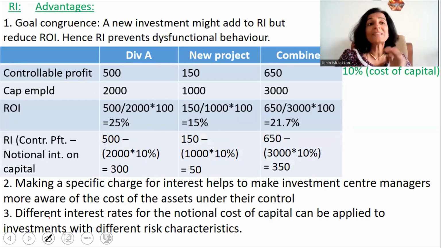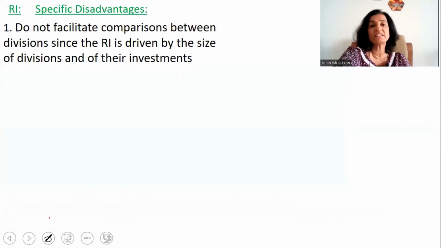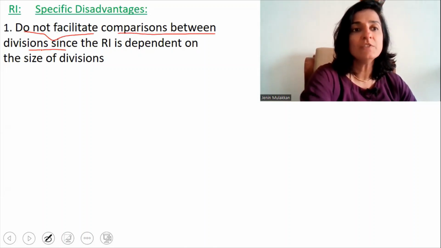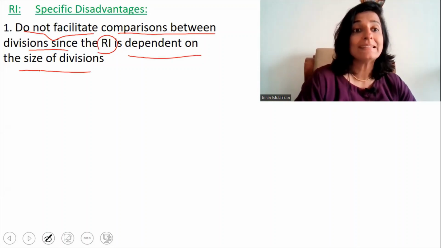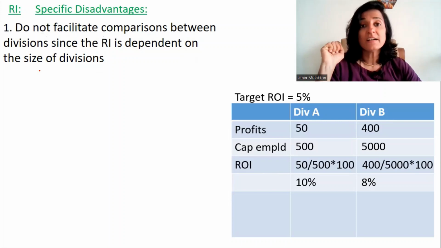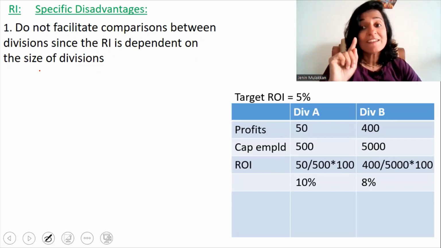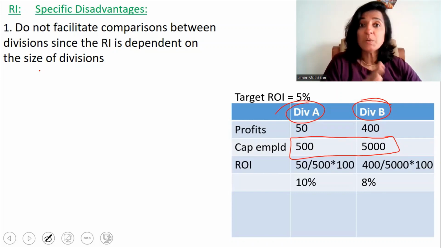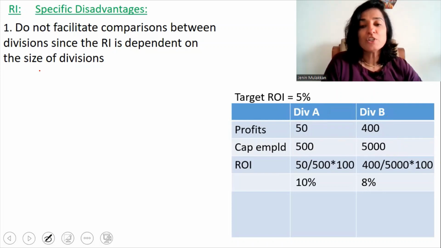Now moving to the specific disadvantages of residual income. It does not facilitate comparisons between divisions, since the residual income is dependent on the size of the divisions. While discussing the advantages of return on investment, we saw that the return on investment facilitates comparison between two divisions of varying sizes. But if you take residual income for comparisons, then it will not work out properly. I will show you why.